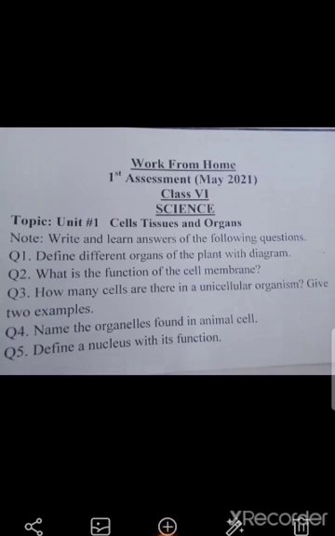So students, this is your task that is work from home, first assessment May 2021. So your topic is unit 1, cells, tissue and organ, right? There is a note that write and learn answers of the following questions. Here you have question number 1. Define different organs of the plant with diagram.